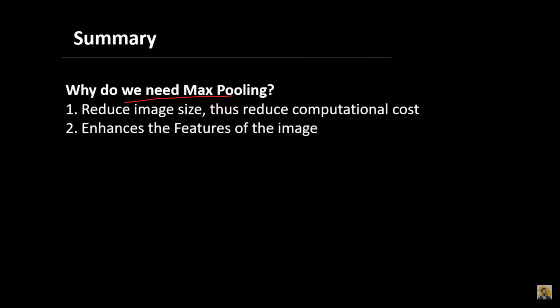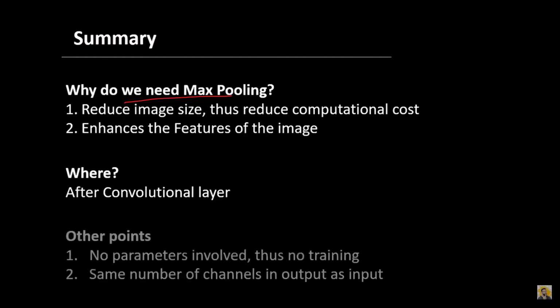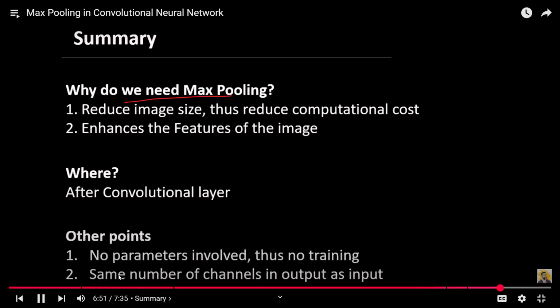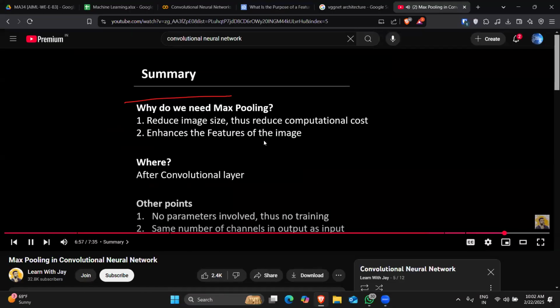So now let's summarize everything we have learned so far. Max pooling reduces the size of the image while preserving the features, and thus reduces the computational cost, or the number of operations required to process the image. It also enhances the detected features from the image. It is applied only after the convolutional layers, and there are no parameters involved in it, thus no training is required. The number of channels, or images, in the output will be the same as the input. For example, previously we saw that if the output of the convolutional layers is 5 images, then the output after performing the max pooling operation on these 5 images will also be 5.